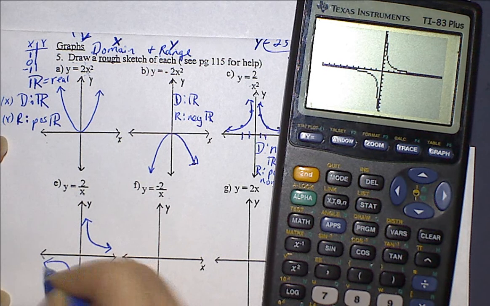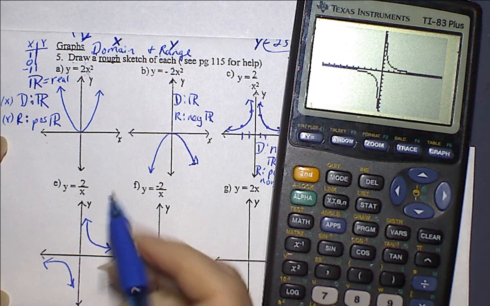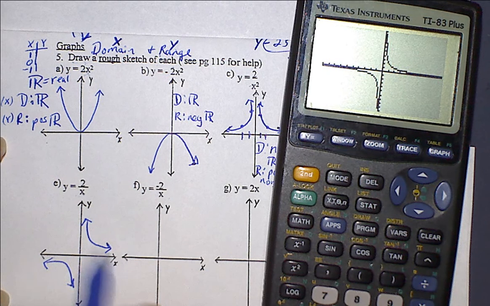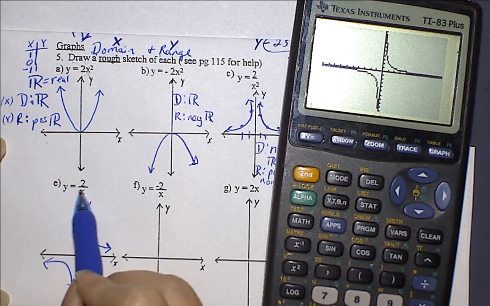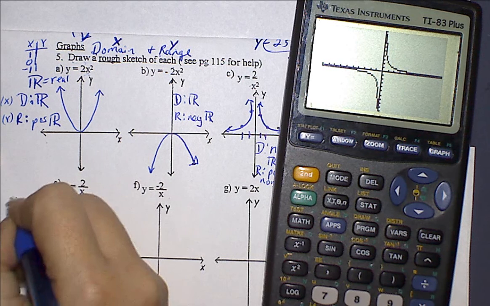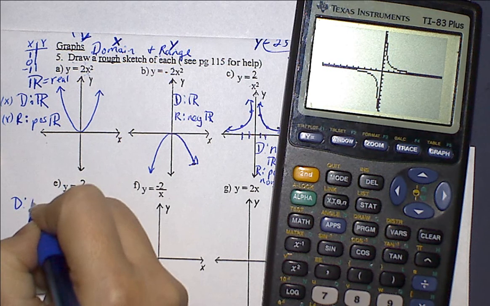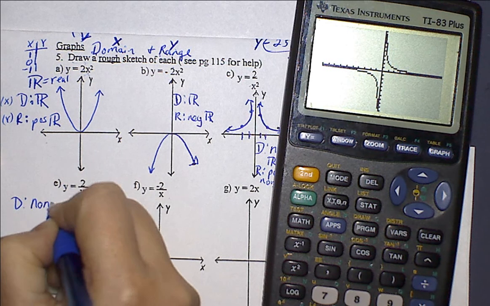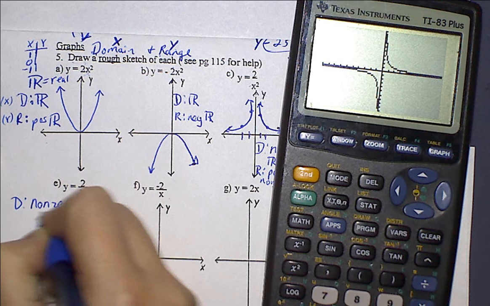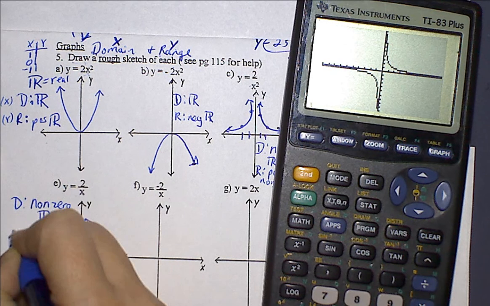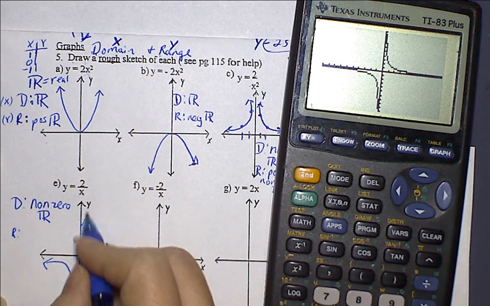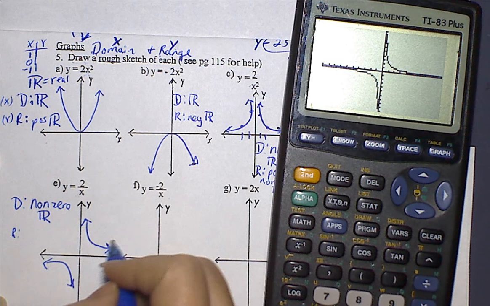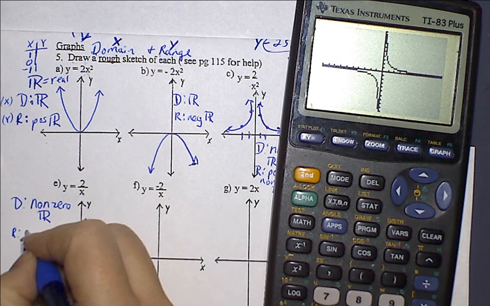And again, you can hopefully tell that neither your x nor your y is going to be 0. See how x can't be 0, but other than that, x can be anything? So that means your domain is non-zero reals. And my range is also, because there's some up here for my y's and some down here for my y's. So that's also non-zero reals.